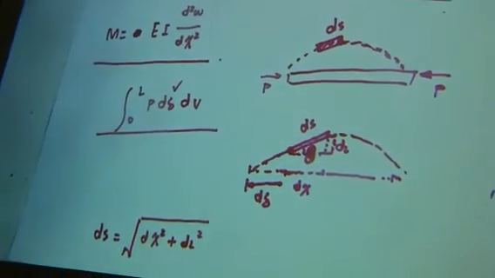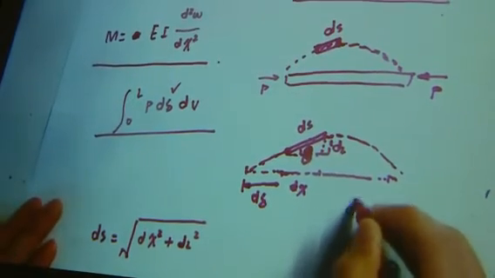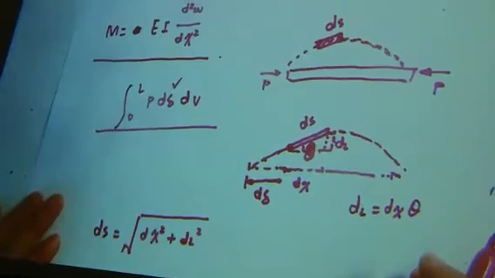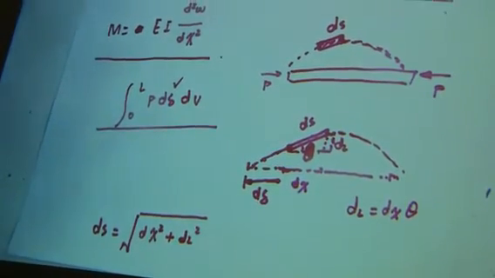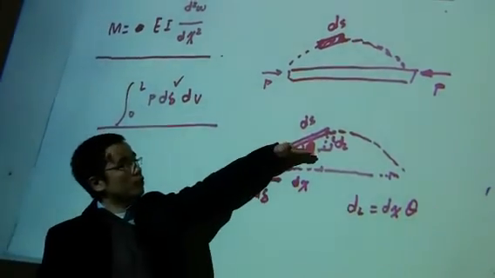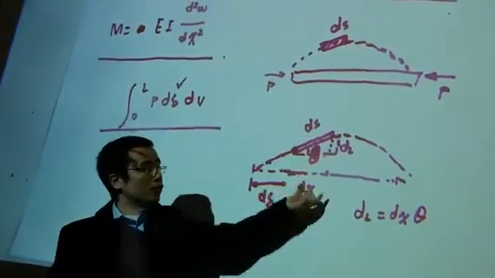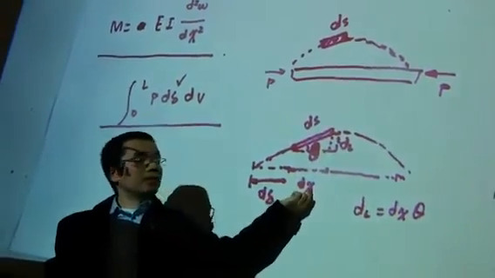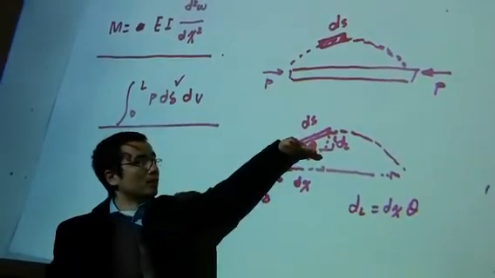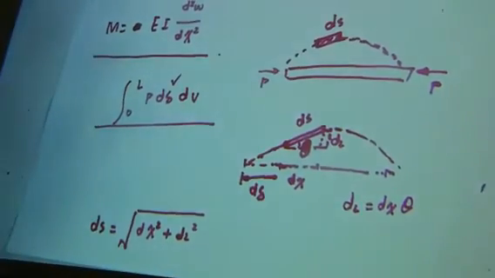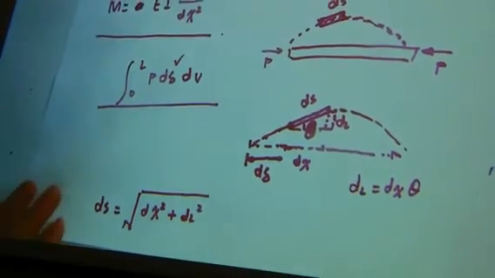Because the angle theta is quite small, dl is equal to dx times theta. The rotation theta is very small. This is the arc length, and this is the radius. So the relation between dl and dx: radius times theta is the arc length. Okay, dl equals dx times theta.